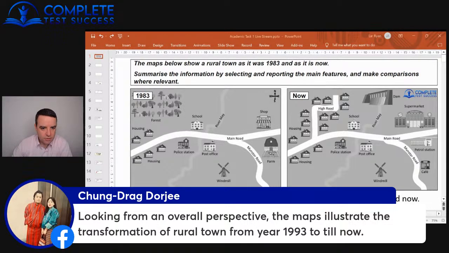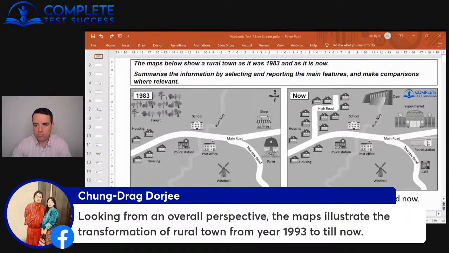And Chung Drag Dorji, looking from an overall perspective. So just use the word overall. Overall is appropriate. The maps illustrate the transformation of a rural town from the year 1993 to from the year until now. So not to till, but just until now. And again, the year is 1983, not 1993.